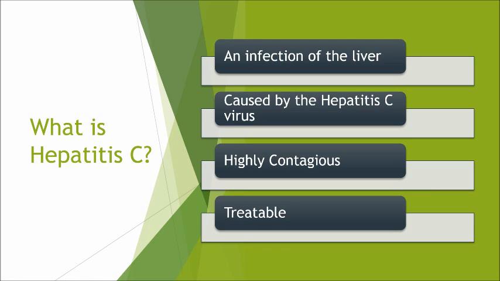So let's begin. First off, what is hepatitis C? Hepatitis C is a virus that affects the liver, which is inflammation of the liver. It is caused by the hepatitis C virus. Hepatitis C is highly contagious. And hepatitis C is treatable. Hepatitis C can become chronic and lead to lifelong liver complications, which can include liver failure and liver cancer.